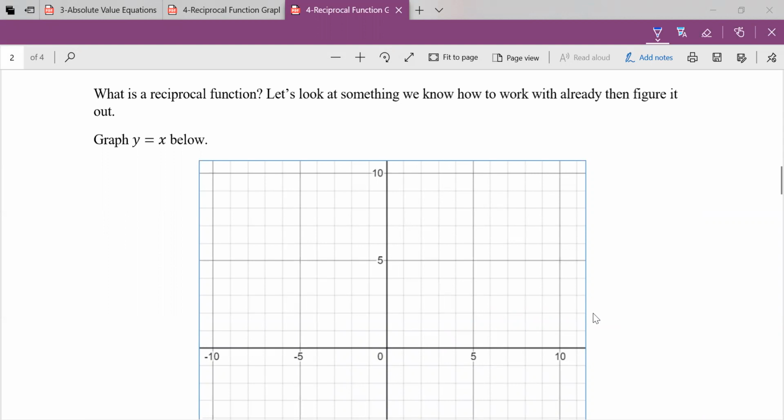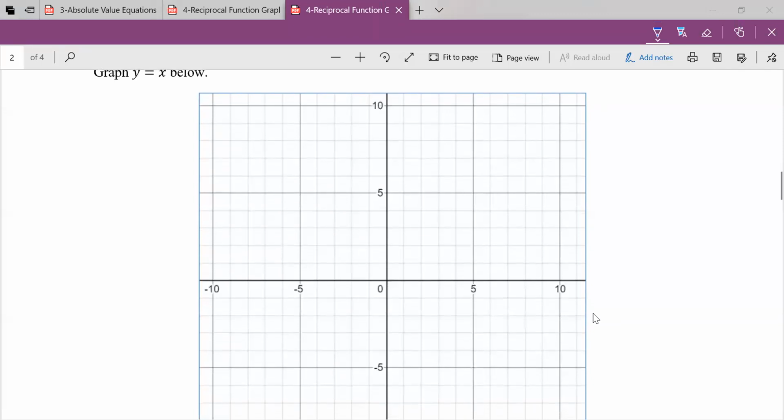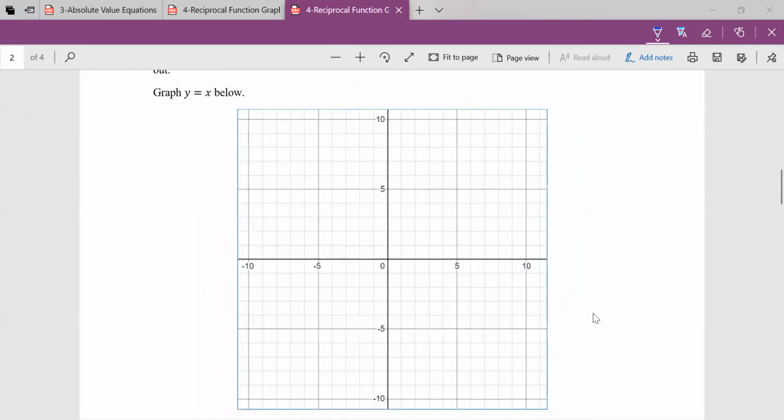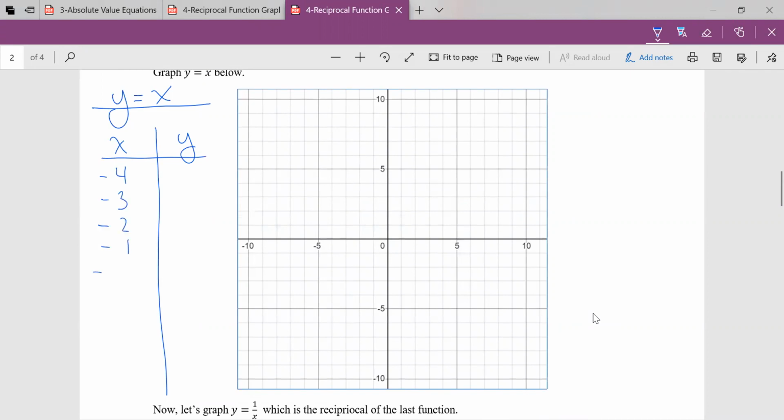All right, let's look at y is equal to x first. Now I know what y equals x looks like. It's a straight line. However, what I want to do, and follow along with me, is make a table of values here. I'm going to make input, output, x and y. I'm going to start at -4, and I'm even going to get in a half here. And maybe I'll even get in -1/3, and then 0.